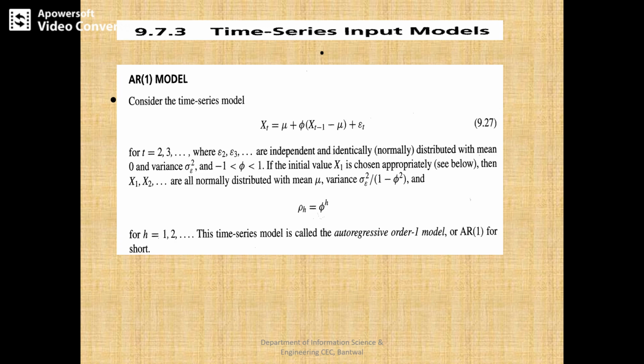Now the time series input model. After covariance and correlation, the time series input model. The first one is the AR(1) model. This is the name we have given, AR. That is what we need to consider. Normally in the time series model.